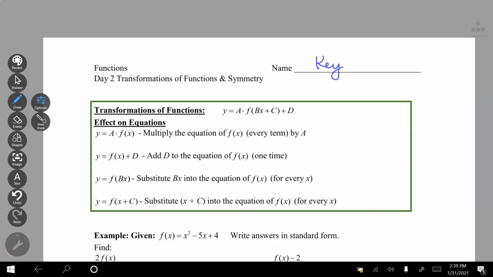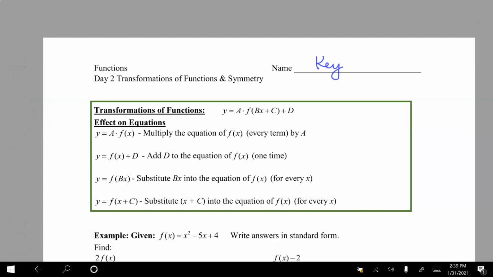We're going to do more transformation of functions. The first day we looked at transformation of functions on graphs. Today we're going to look at how we modify equations, and then you'll see on the second page how we modify tables, because tables are also functions. And then the last part we're going to look at symmetry. We're going to play a game called even, odd, or neither.